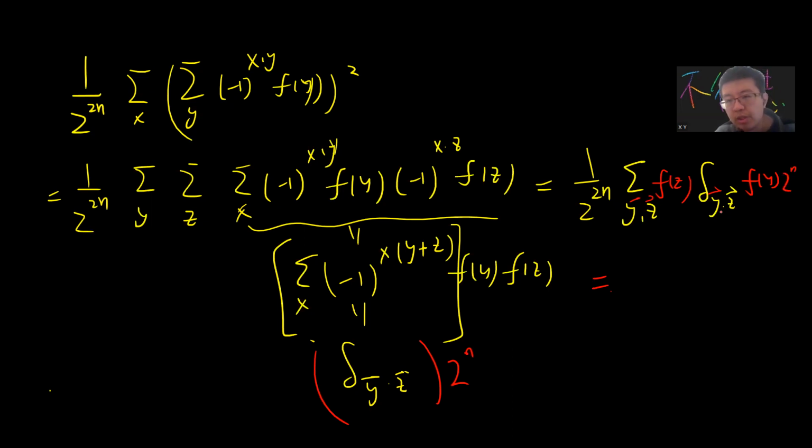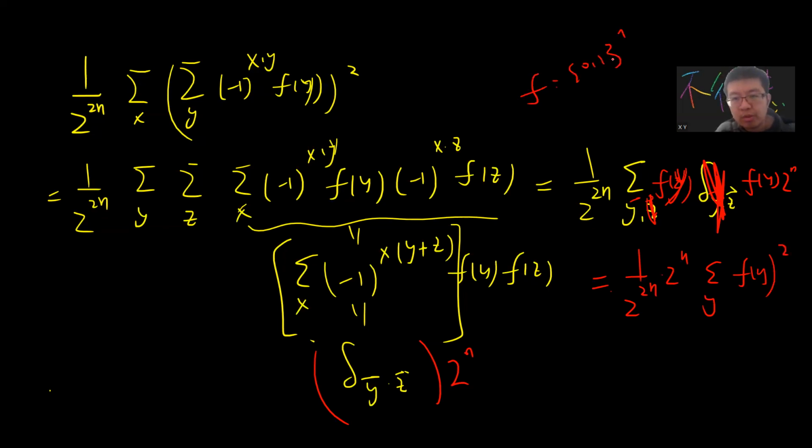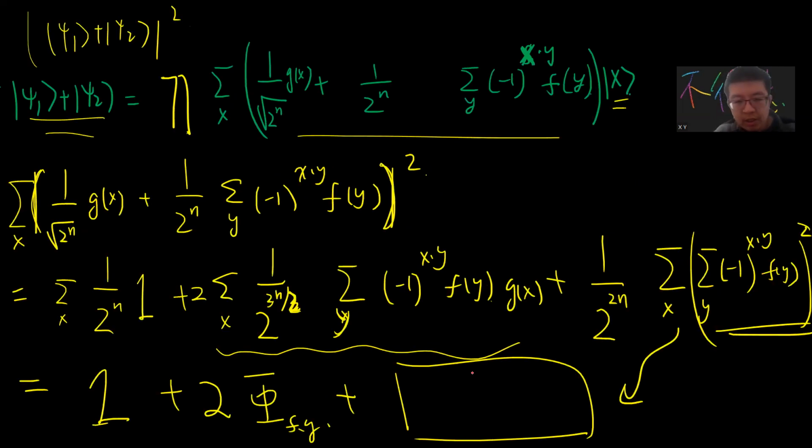Okay, so since y and z are the same, I can just kill z and change z to y. Okay, so I get 1 over 2 to the n, times 2 to the n, and the summation over y of f of y squared. And then remember that f maps from {0,1} to the n to plus or minus 1. So this guy is still 1. And then the summation over y gives 2 to the n, so 2 to the n times 1 over 2 to the 2n, which is 1. Okay, so hopefully this calculation is enough, which proves the norm of psi 1.